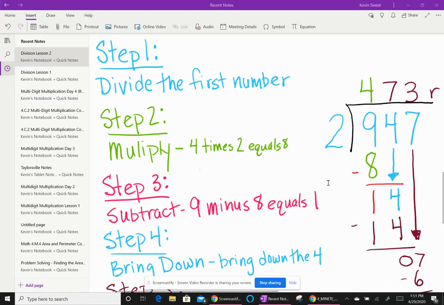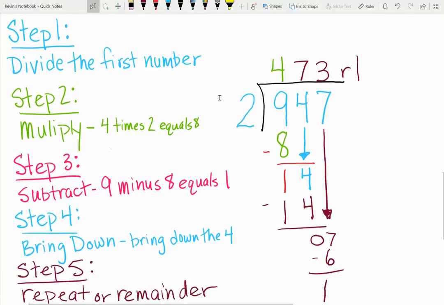Good job, fourth grade. And just in case you miss a step, let's take a quick view of what we got. Again, step 1, divide the first number. So you're going to divide in the hundreds place. How many times can you divide 9 by 2? That's 4. Step 2, multiply 4 times 2, which equals 8. Step 3, you're going to take 9 minus 8 equals 1.